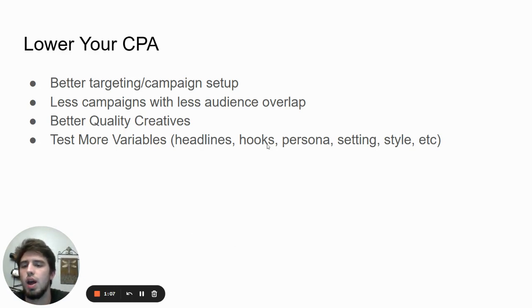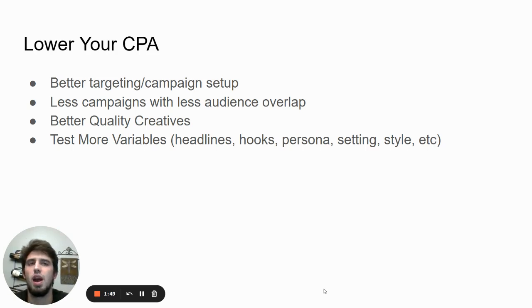Now, other ways are you can have less campaigns with less audience overlap. So what this means is generally it is best practice to have less campaigns running at once. And of those campaigns that you have running, you don't want them to be running the same ads with the same budgets, with the same targeting. So, for example, if you're running a broad campaign on Facebook, you don't want another broad campaign to be running with those same ads at the same budget, with the same optimization goal. What that can do is it can create audience overlap, which can increase your overall CPA.